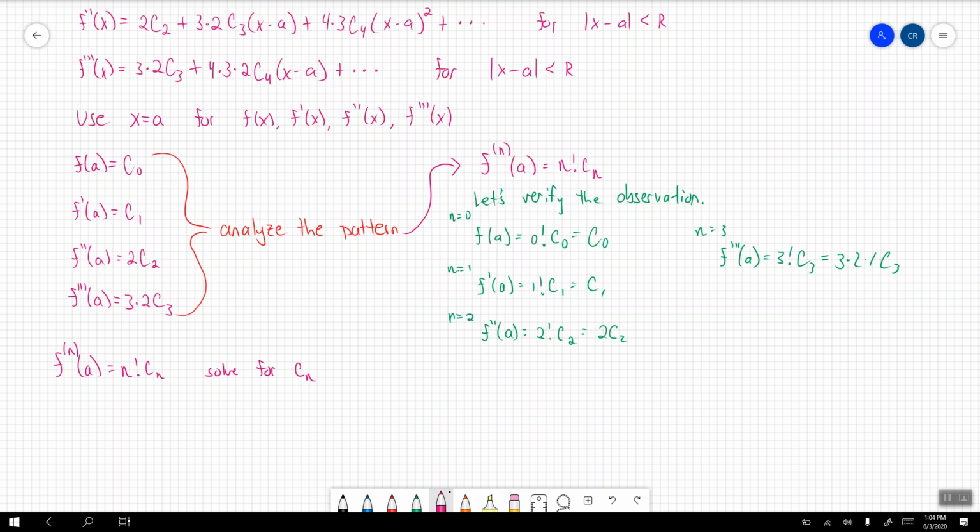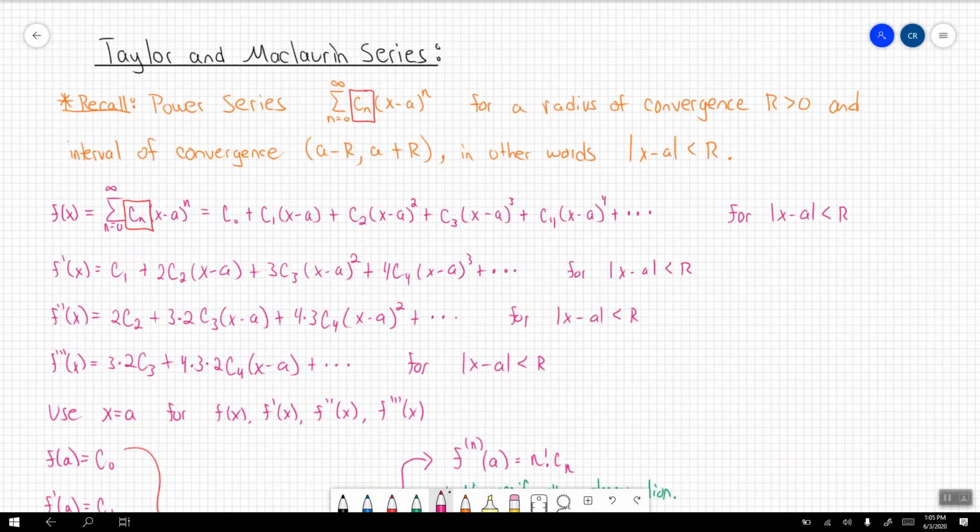Solve for c sub n. That means c sub n, in this particular case, is the nth derivative evaluated at a divided by n factorial. Wow. Isn't that just mind-blowing? That is amazing. I don't know about you guys, but that is amazing to me. So what we have here now is a formula to actually express all of the constants on this initial power series. That's pretty cool.